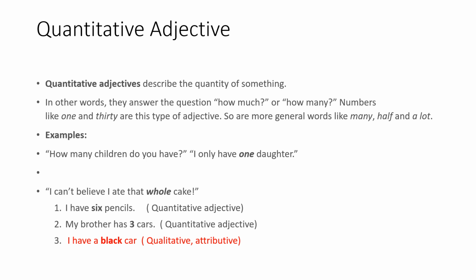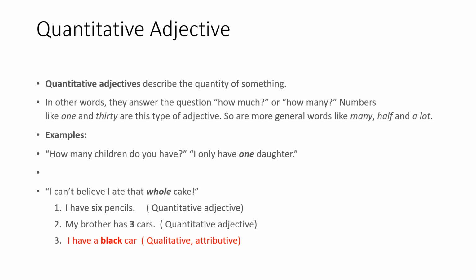Here we have a few examples. How many children do you have? I only have one daughter. One is quantitative adjective. I can't believe I ate the whole cake. Whole is quantitative adjective. I have 6 pencils, or my brother has 3 cars. Here we have 6 and 3 quantitative adjective in both sentences.